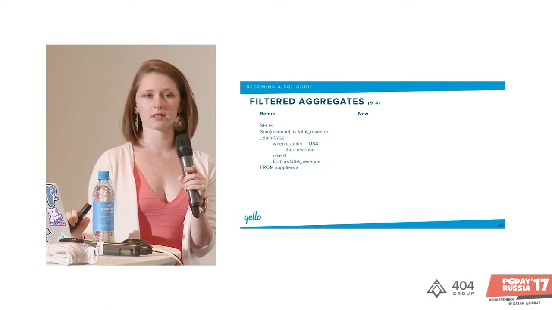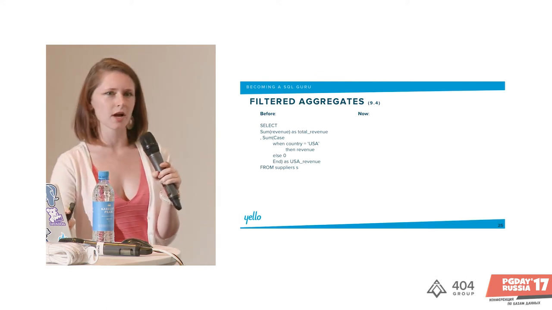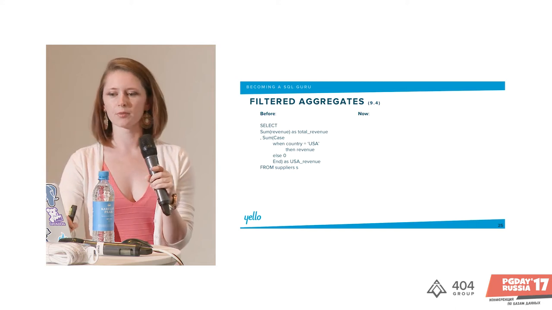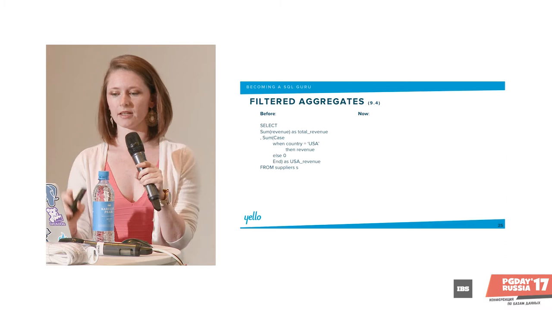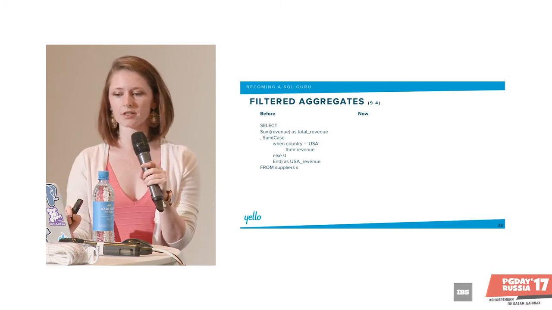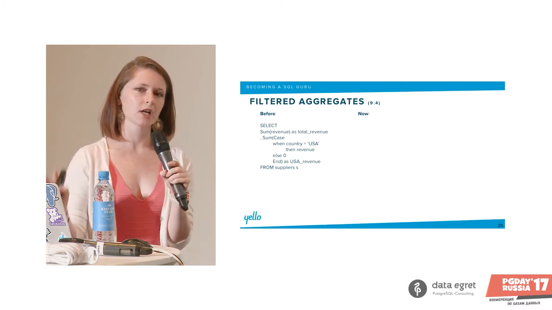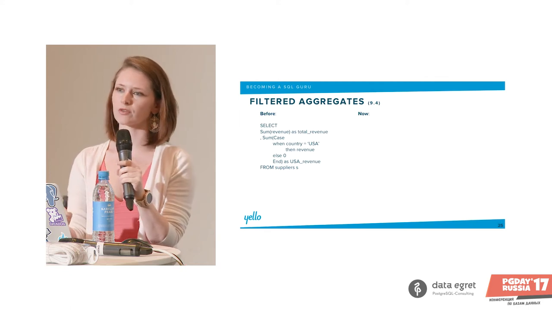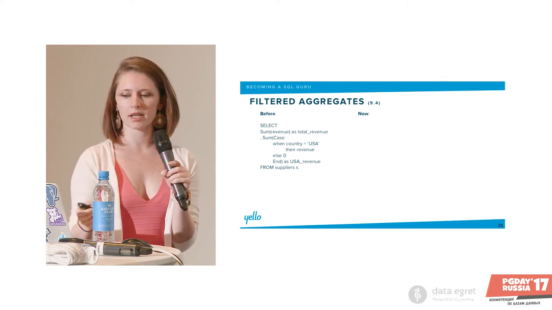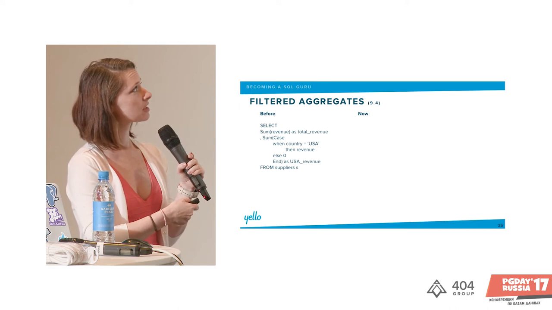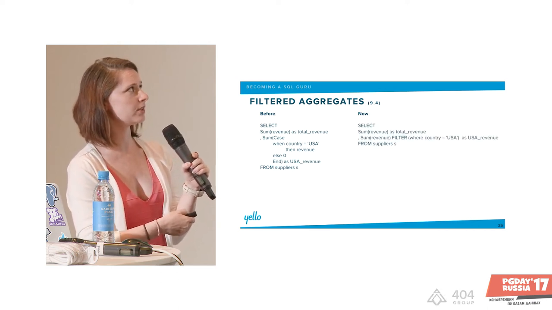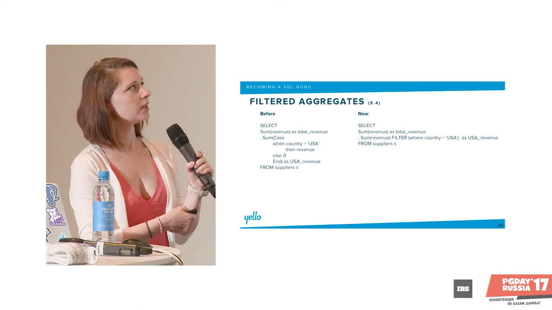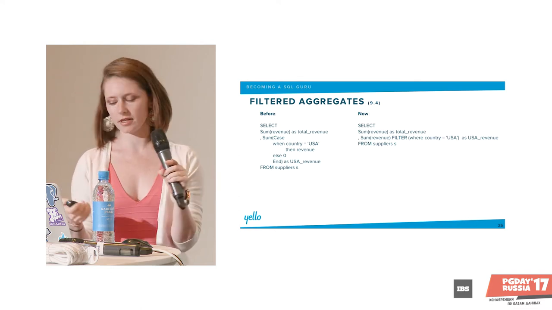Cool. Filtered aggregates. So this was always technically possible through case statements, but it's really inefficient. So let's say in my example, I get the total revenue for my suppliers, but I also want a separate column for total revenue just for the US. So in this case, I have sum, and then a sum case when the country is USA, then take the revenue, otherwise use zero. And so I can write this and it'll run just fine.